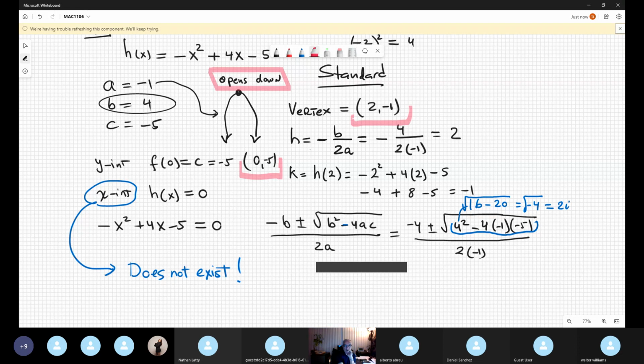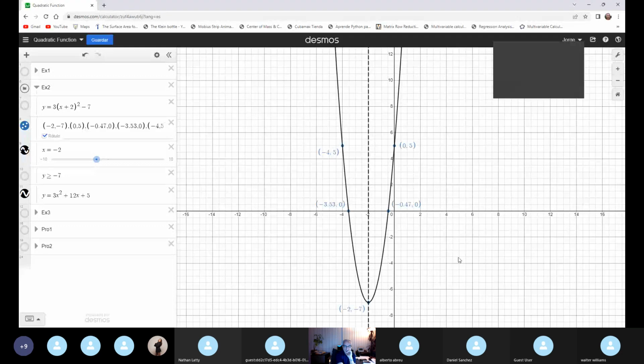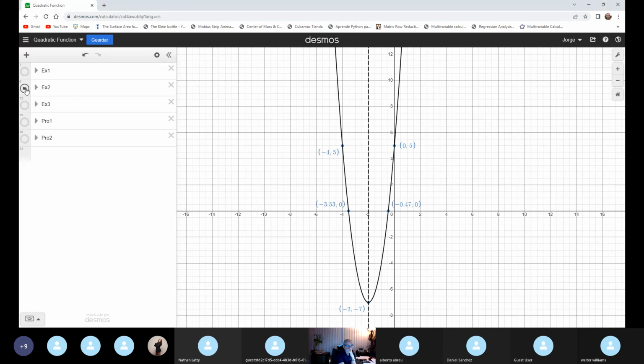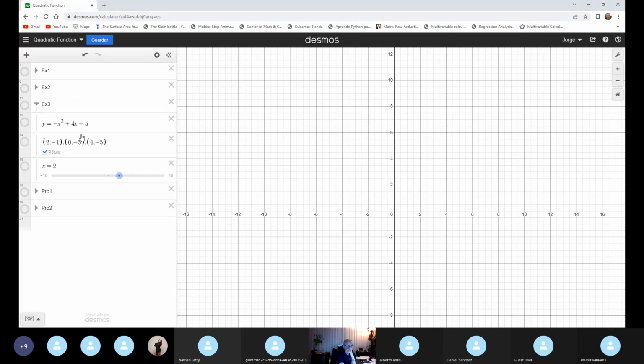I open the Desmos. Let's see what happens. Okay. Do you see my Desmos or no? Yes or no? Yes. Okay, this is example 3. Example 3 is this equation.